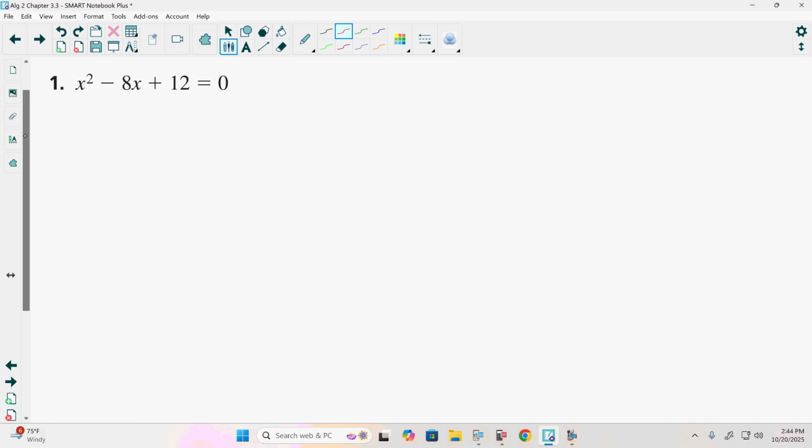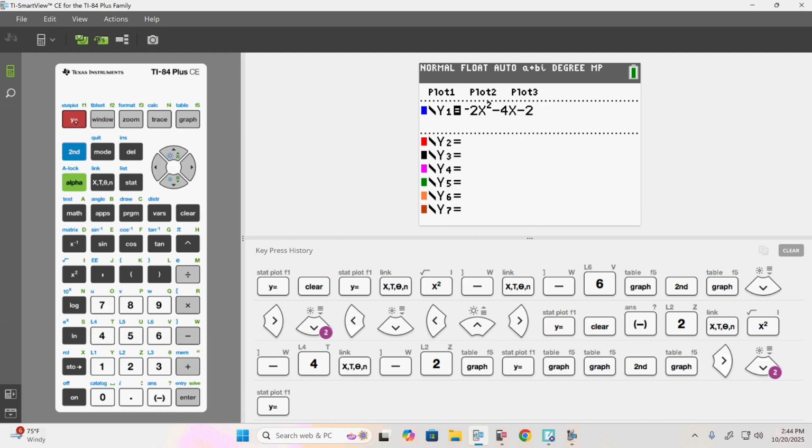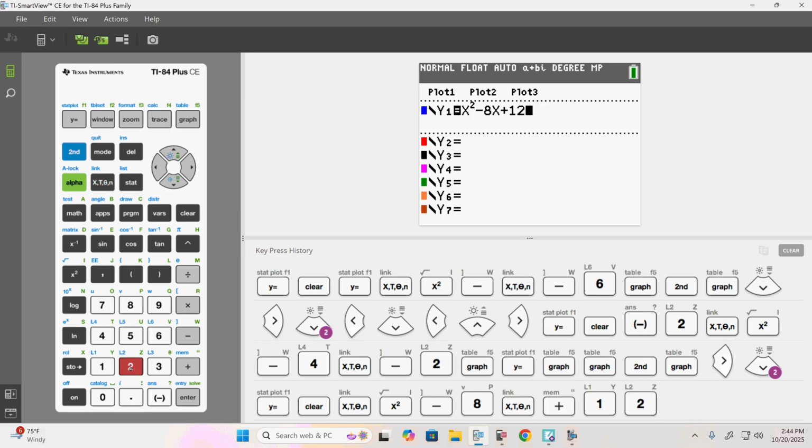Now, if we look at the next one here, x squared minus 8x plus 12 equals 0. Is the equation set equal to 0? Which means we can go on and graph it. So we can get the graphing calculator and hit y equals. It's going to be helpful to clear this out, to get rid of the original function, or our last function. And we're going to type in x squared minus 8x plus 12.